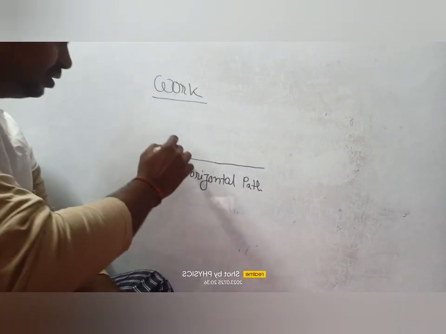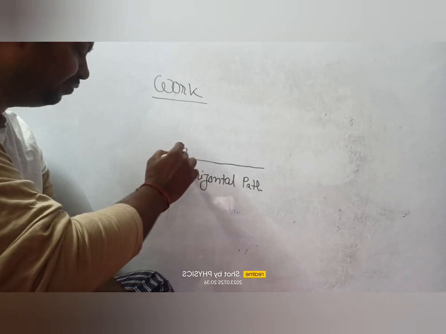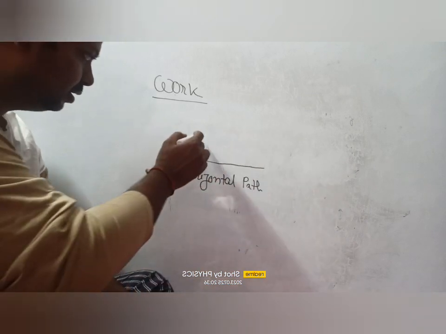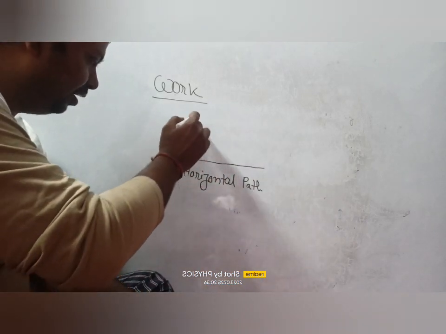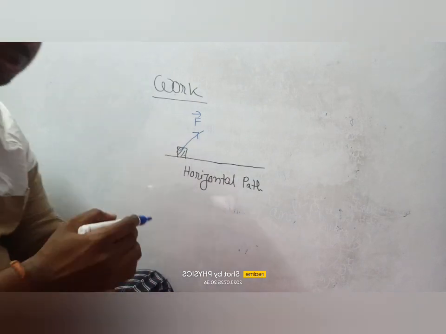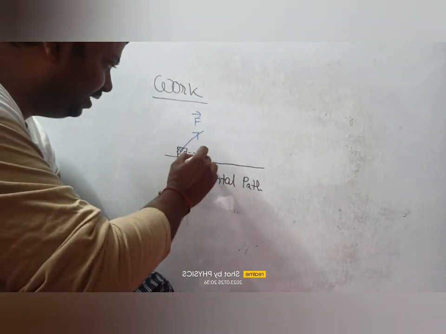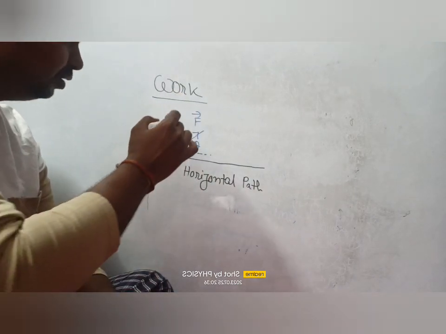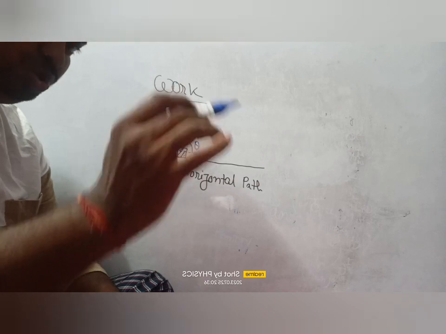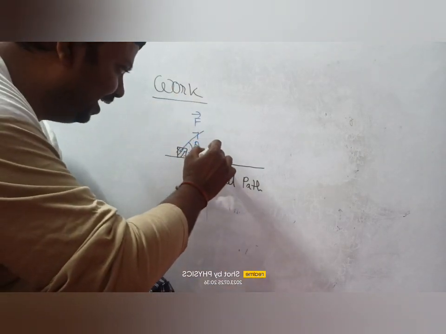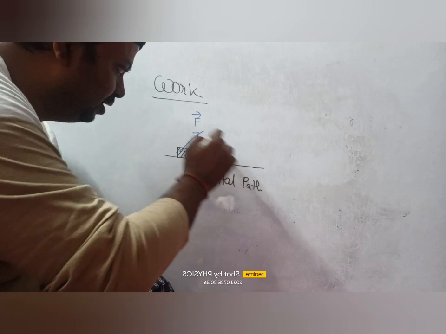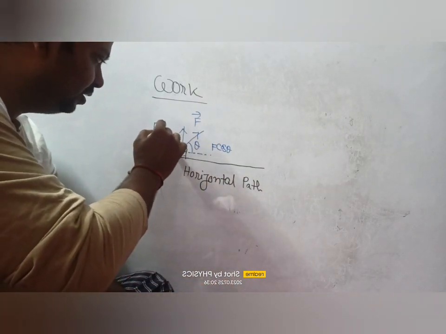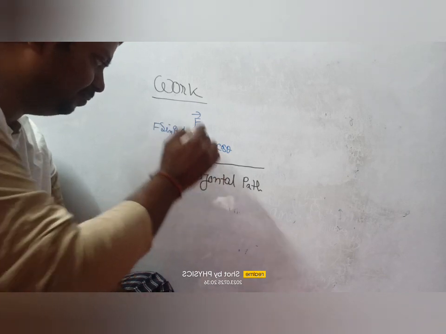An object is kept on the surface of the path, and a force, capital F, is applied on the block. It makes an angle theta with the horizontal. Now, if we resolve the force into two components, F cos theta is the horizontal component and F sin theta is the vertical component.